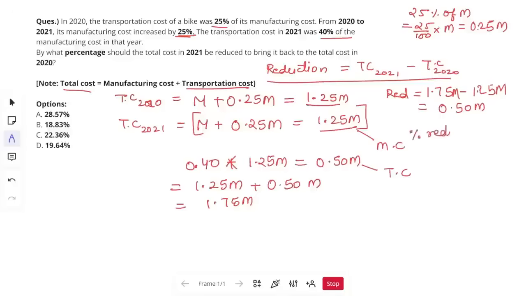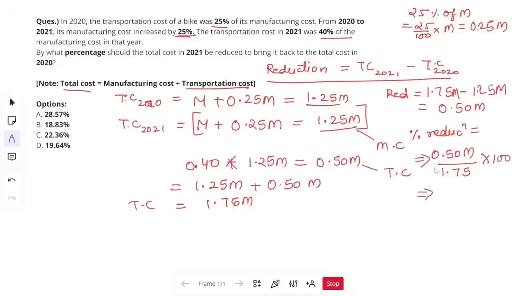How can you find out the percentage reduction? In order to calculate the percentage reduction, you have to take the reduction value that you have got, divided by the total cost, which was 1.75, into 100. This will give us the percentage value.